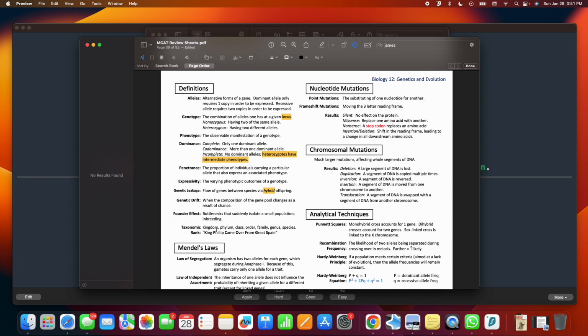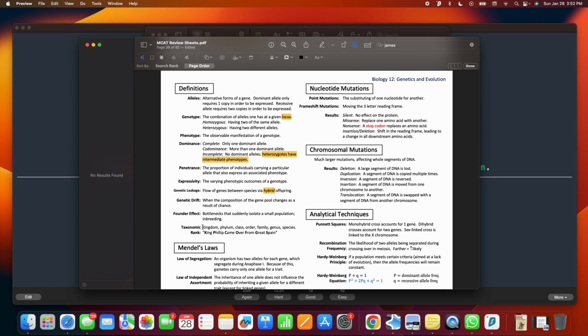Now we have taxonomic rank. So kingdom, phylum, class, order, family, genus, species. This taxonomic rank I have not fully understood yet. Let's actually dig into it and explore it together.